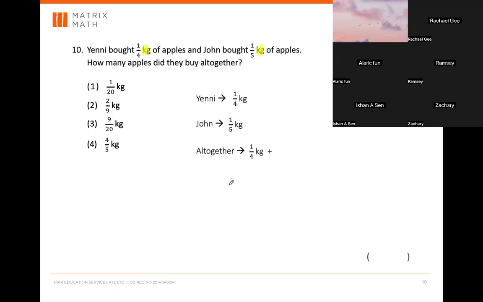So for this one, with the lowest common multiple, you need to make sure that the denominator is the same, then you can add them up. So your answer will be 9/20 kg, so option 3.